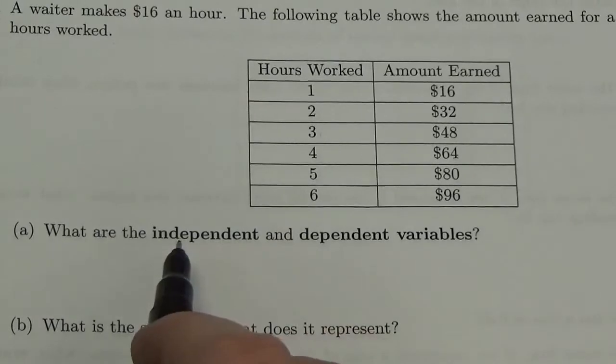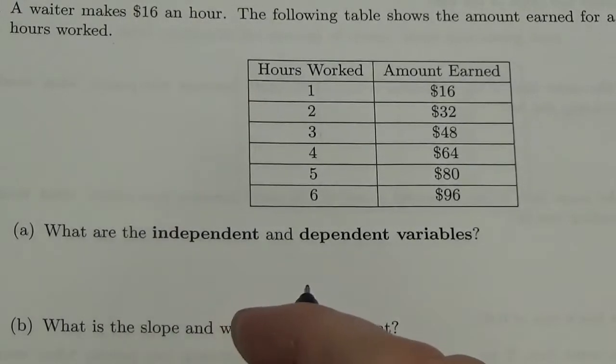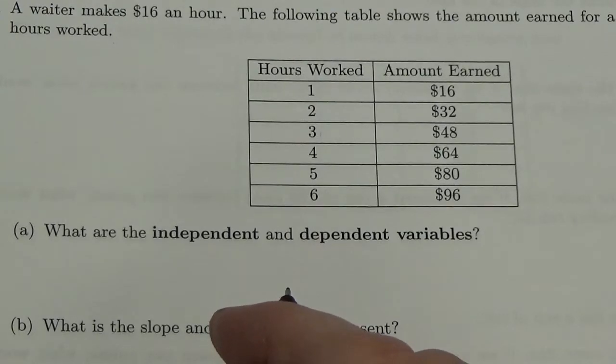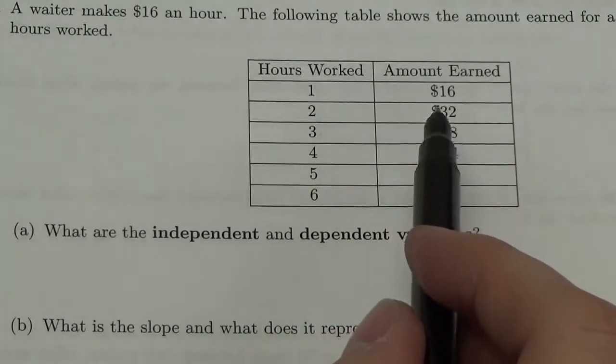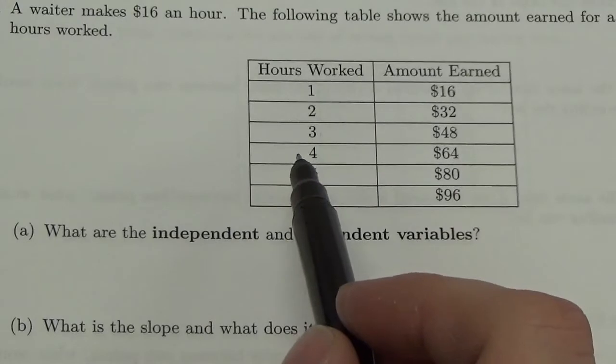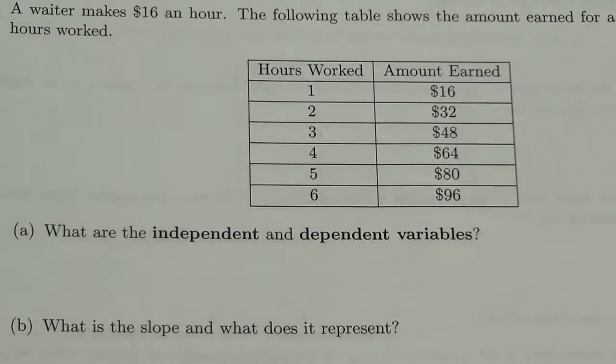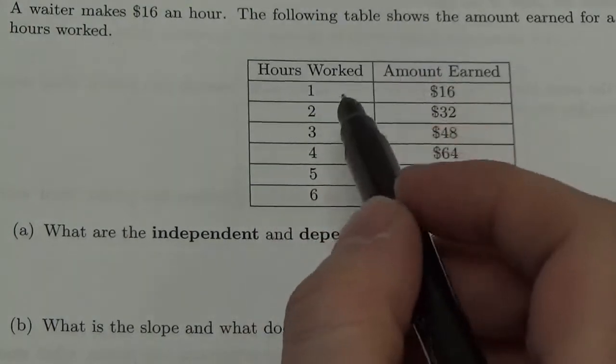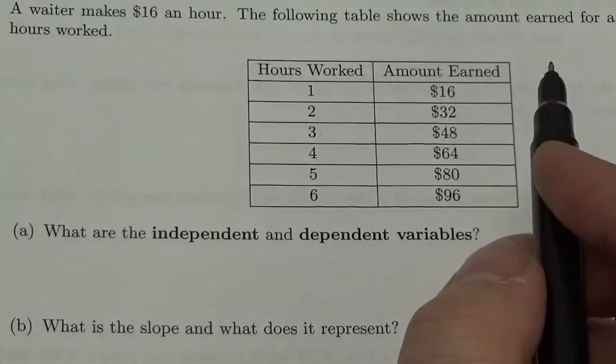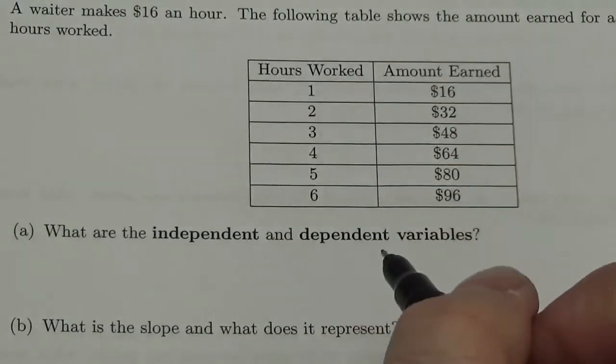Well, the independent variable is the one that he basically has control over, and what he has control over here is the hours worked. The amount that you get paid depends on how much you work. It's not like you walk into work and the employer says, here's the amount of money I'm going to give you, how much do you think you should work today? No. They tell you how much you are going to work, and then you figure out how much you're going to get paid.